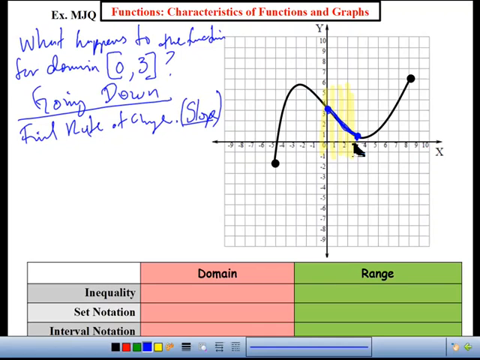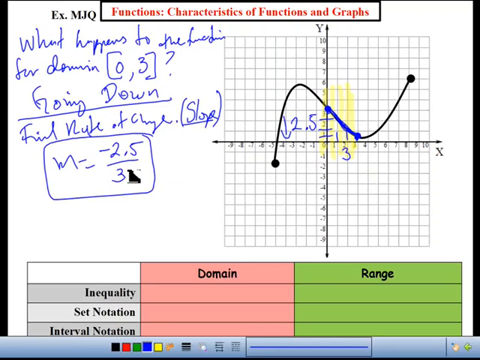And the other point is at 3 1/2. So I would count 1, 2 1/2, 2 1/2 steps down, and 1, 2, 3 to the right. So my slope is negative 2.5 over 3. And for right now, I can leave it as an improper. That's fine.